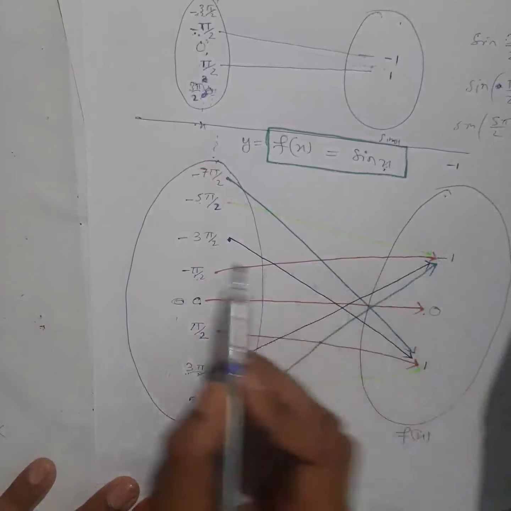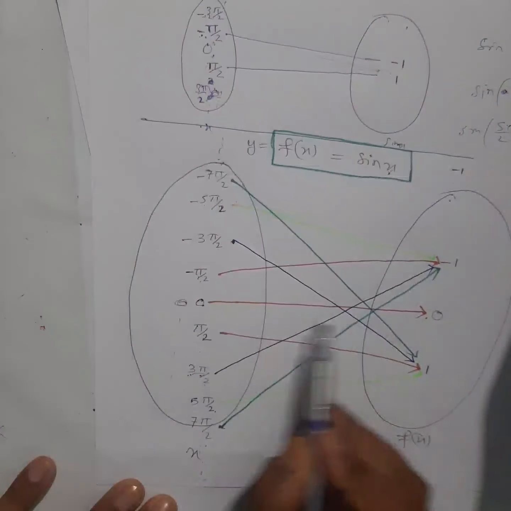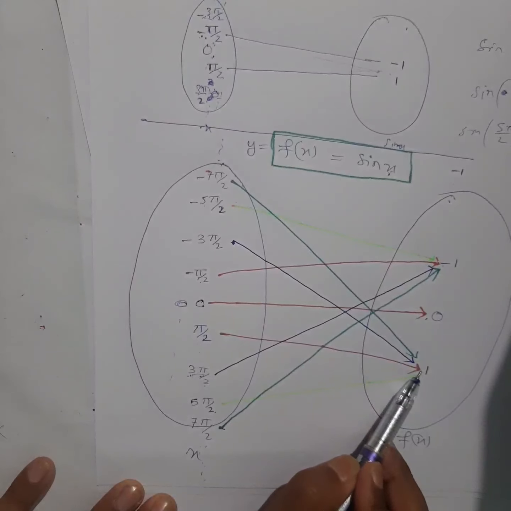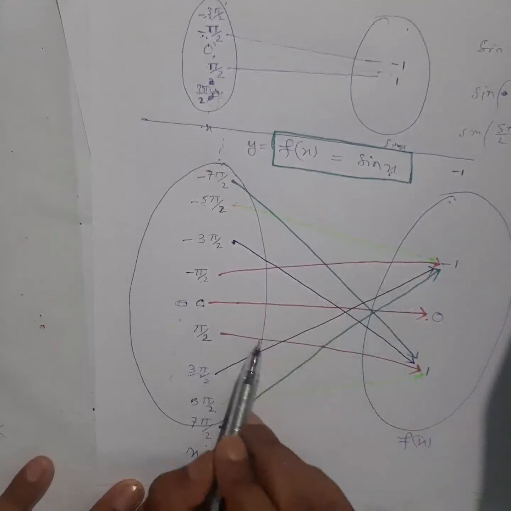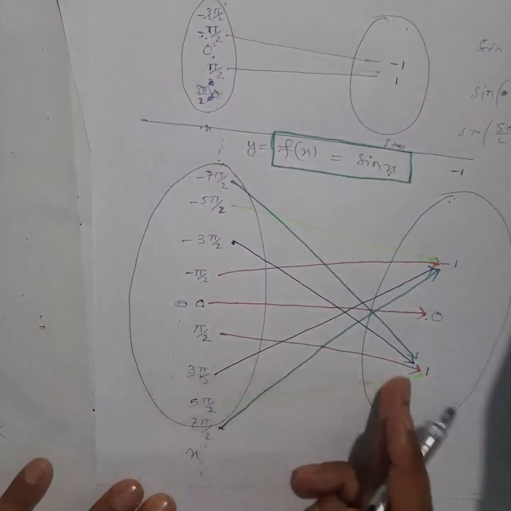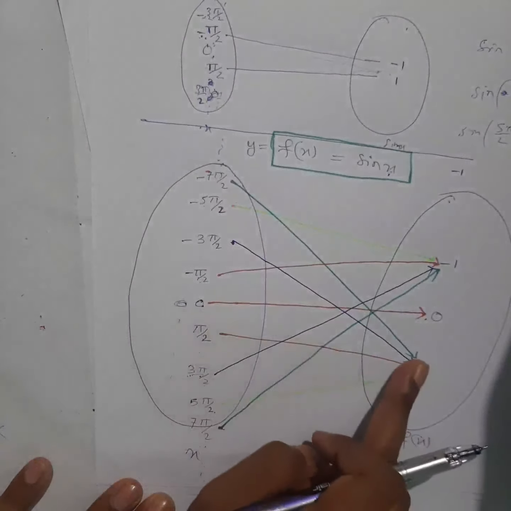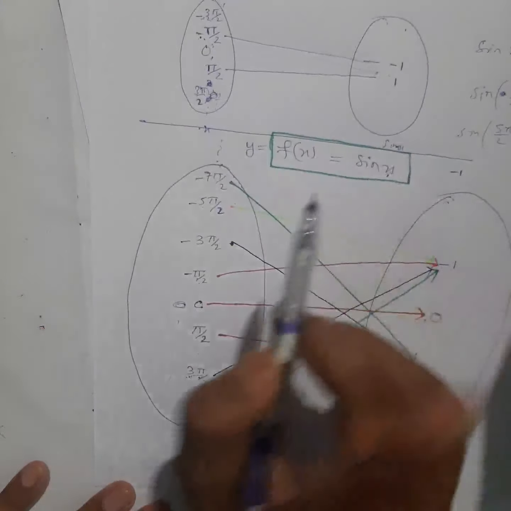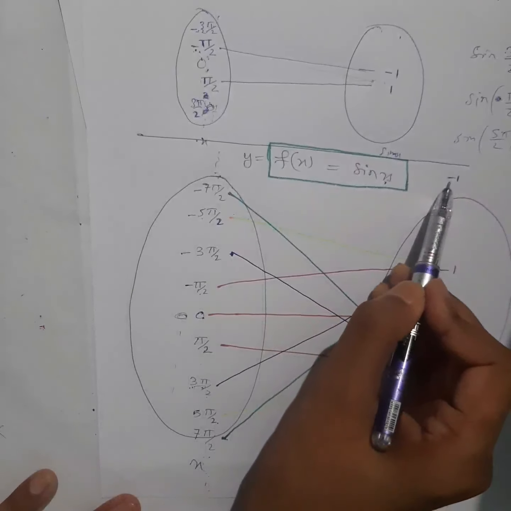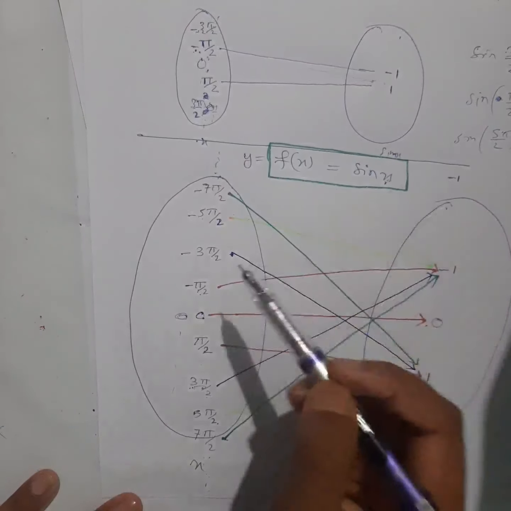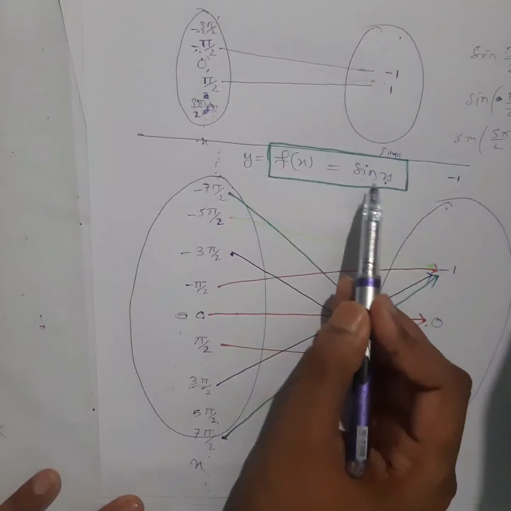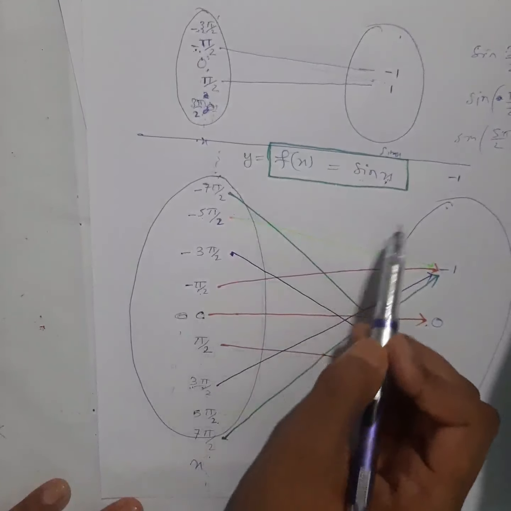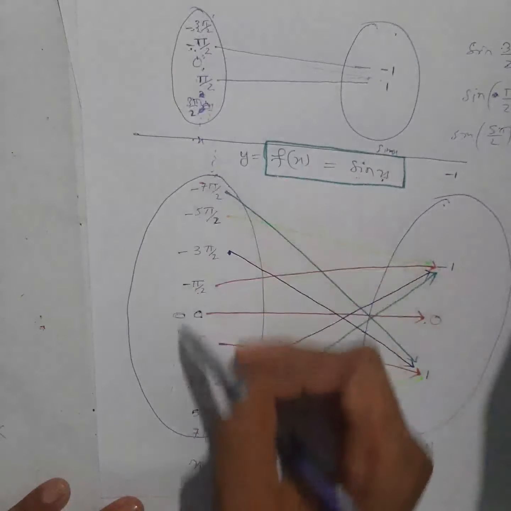So it will form this image. You can see every element has exactly 1 image. Pi by 2, when you put it, what is the image of pi by 2? 1 only. It does not have another image, right? So all elements have an image, as well as exactly 1 image. Whatever x value you put, you will get only 1 y value, exactly 1 real number. So that is why this trigonometric function is called a function, because it satisfies all the conditions of a function.